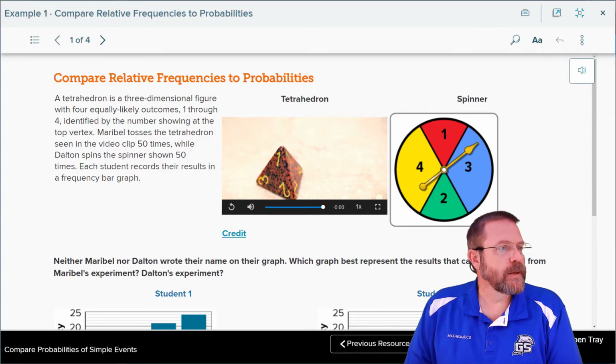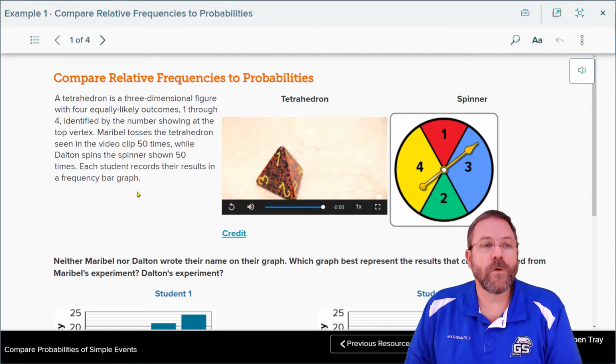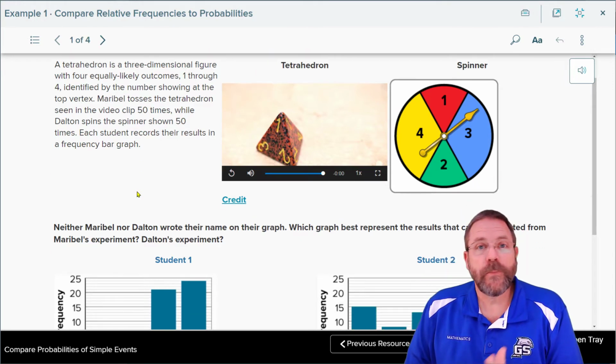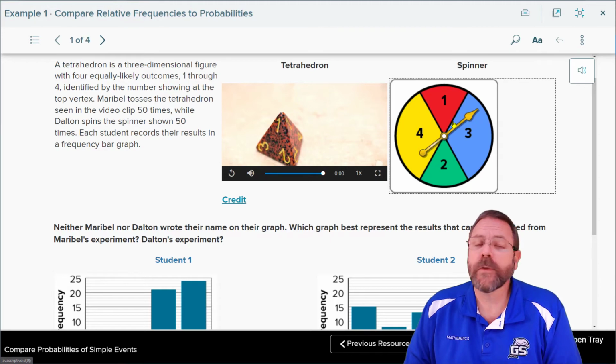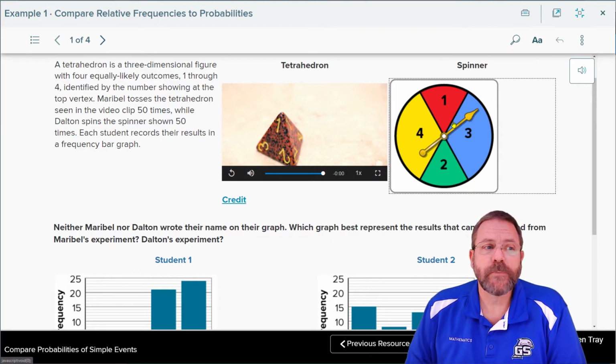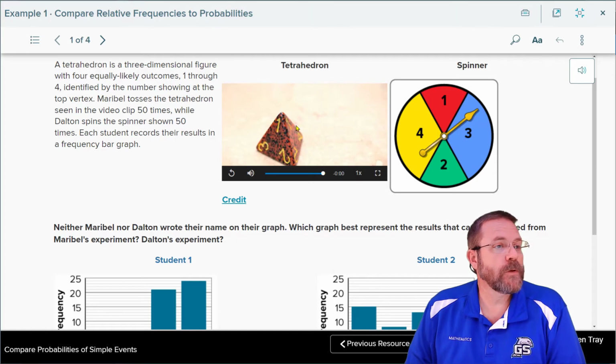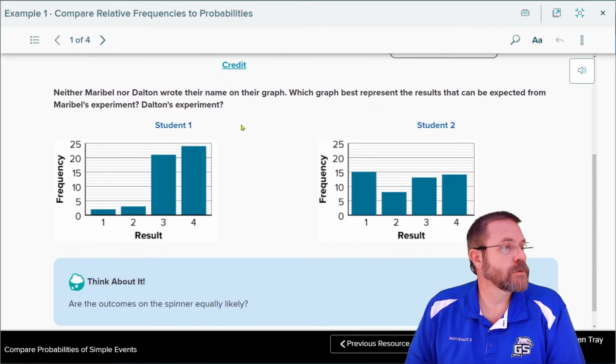Maribel tosses the tetrahedron seen in the video 50 times, while Dalton spins the spinner, shown on the right here, 50 times. Each student records the results in their frequency graph. Now, theoretically, they should get different outcomes. I say different outcomes because you can see Dalton's spinner sections are not all the same size, meanwhile Maribel's tetrahedron sections are all the same size. Neither Maribel nor Dalton wrote their name on the paper. Which graph represents the results that can be expected from Maribel's experiments?